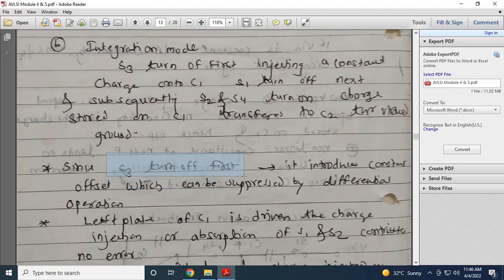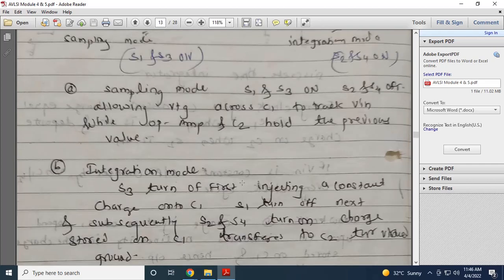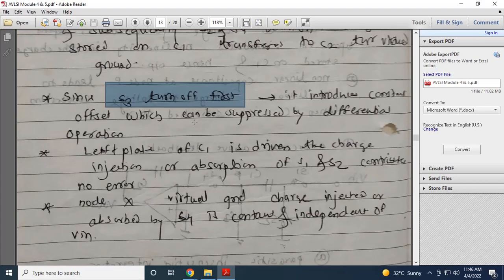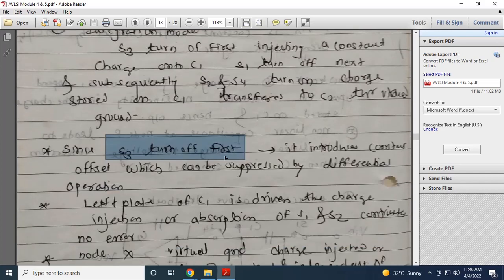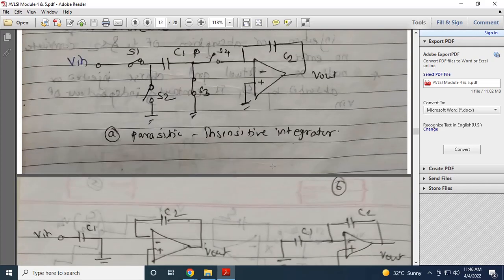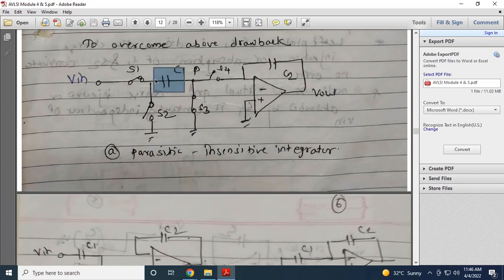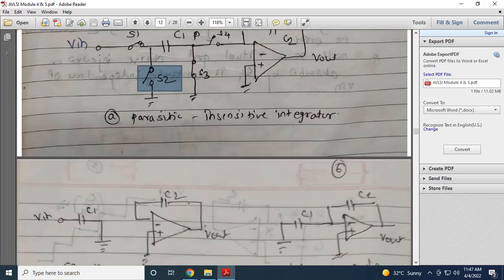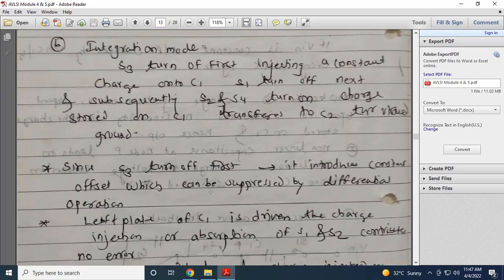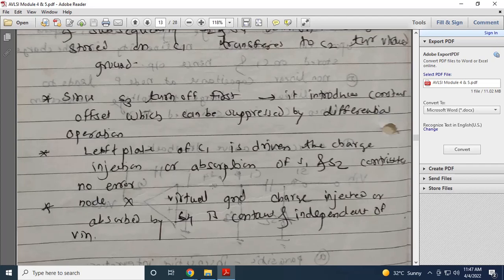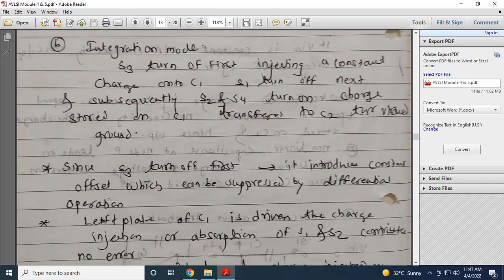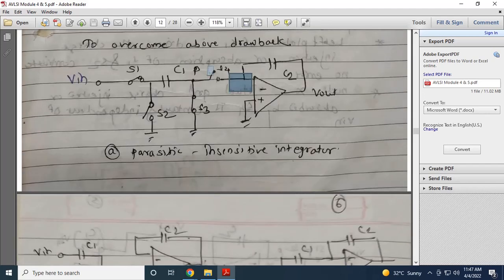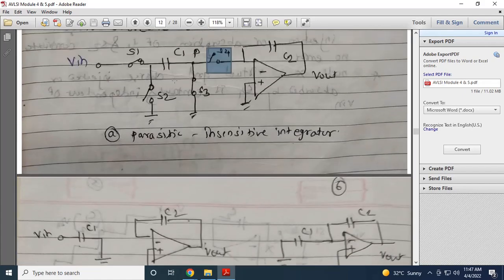Now since switch S3 turns off first, it will introduce a constant offset voltage which can be suppressed by a differential operation. The left plate of C1 is driven by charge injection of S1 and S2, which will contribute no error. Now see this switch, C1. The charge injected on the left plate by S1 will be absorbed by S2, so there is no error in this case. At node X, a virtual ground, the charge injected or absorbed by S4 is a constant that is not dependent on the input voltage Vin. So at this point, the charge injected and absorbed by switch S1 is not dependent on the input voltage.